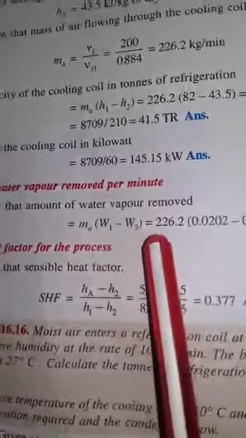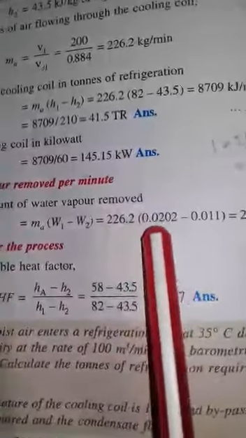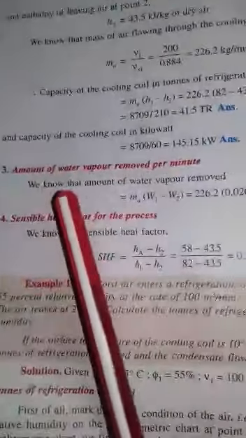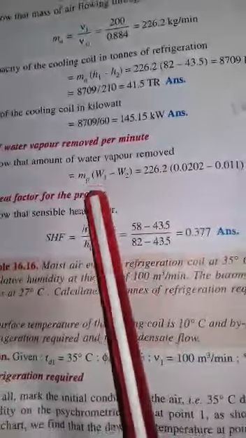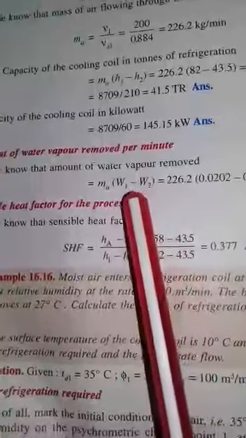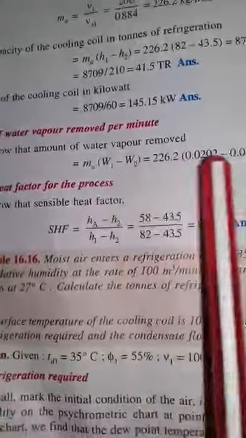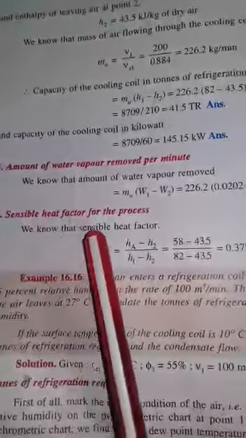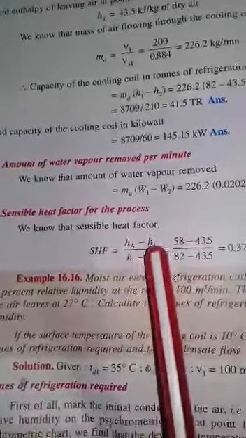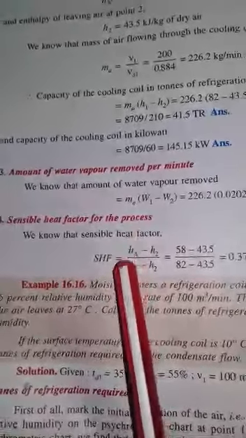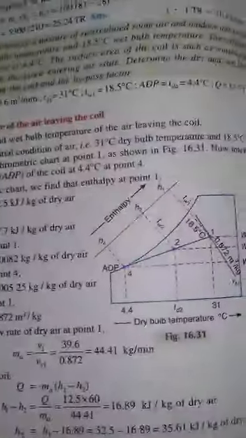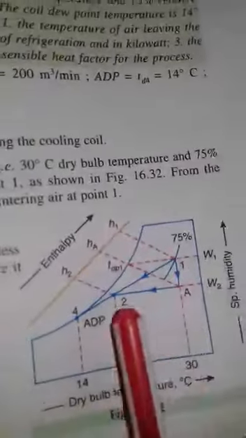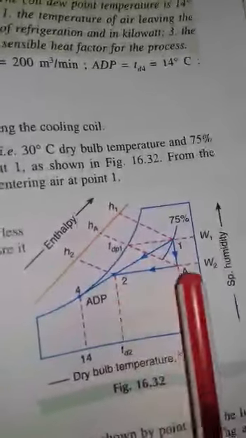Now the third part, sensible heat factor. We know that sensible heat factor is given by sensible heat upon sensible heat plus latent heat. Here the sensible heat is this one, H2 to HA, 2 to A, that is the sensible cooling, and latent heat is the latent dehumidification from 1 to A. So HA minus H2 is the sensible heat, and H1 minus H2 is the total, that is the sum of sensible plus latent.